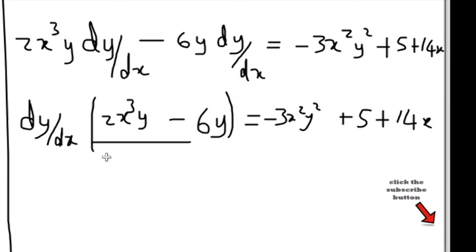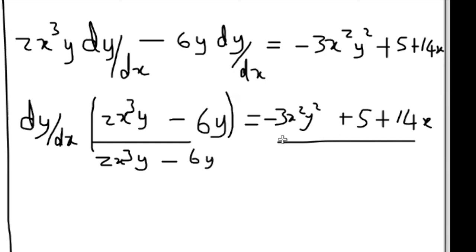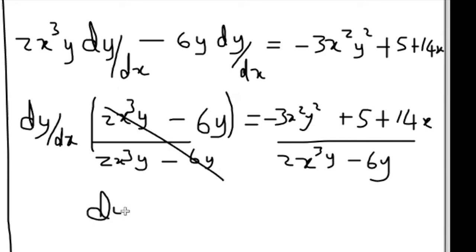Now I'm going to divide both sides by 2x cubed y minus 6y. So I have 2x cubed y minus 6y. Divide both sides by 2x cubed y minus 6y. This cancels, so I'm left with dy over dx is equal to the fraction that I have on the right, and this represents the derivative. And that's it.